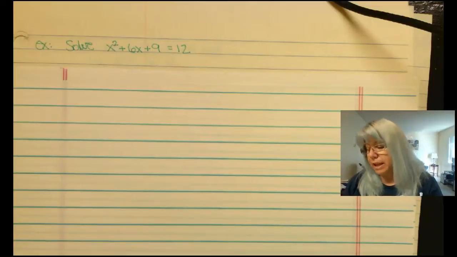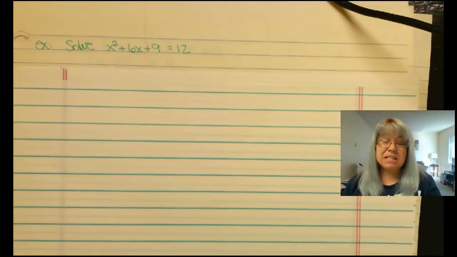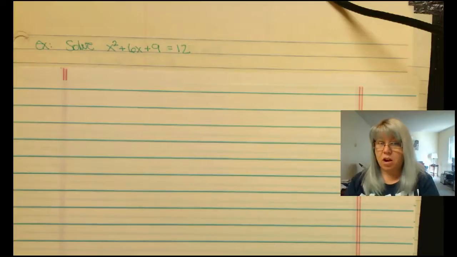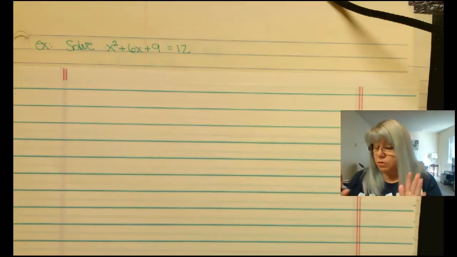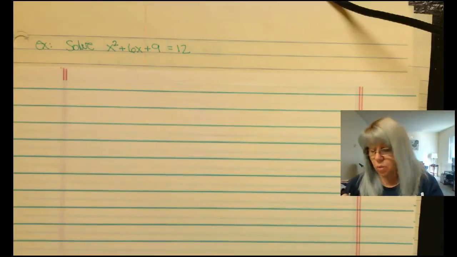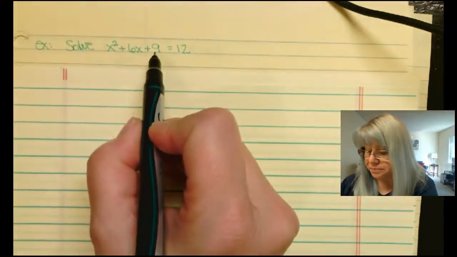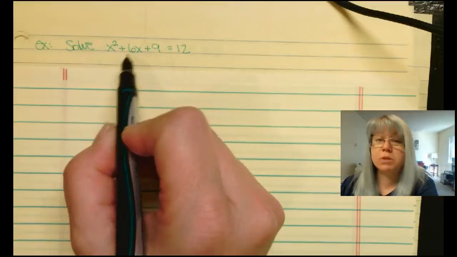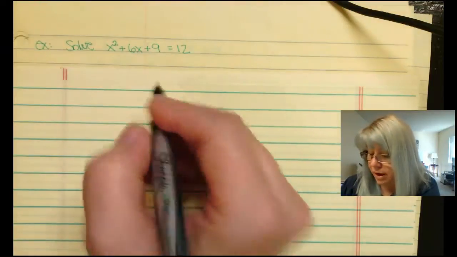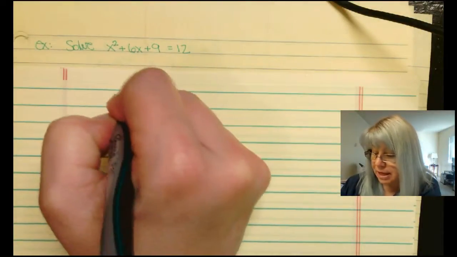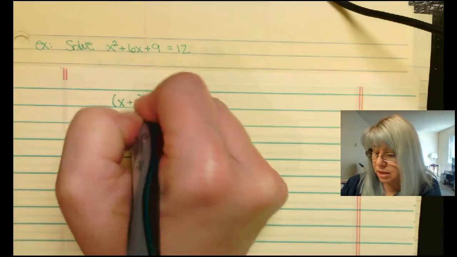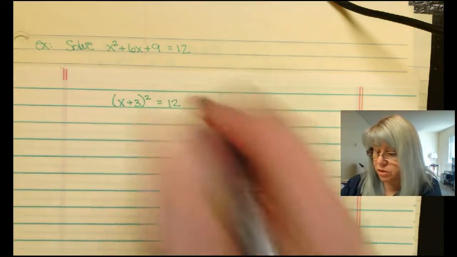So let's take another look at a problem, but this time it doesn't quite look like it fits in our form. Remember, we want the left-hand side to be a square of something, so I can take the square root of it. So let's look at x squared plus 6x plus 9 and see if that is a perfect square. 3 squared is 9, and 2 times 3 is 6, so this is a perfect square. It will look like x plus 3 squared equals 12.